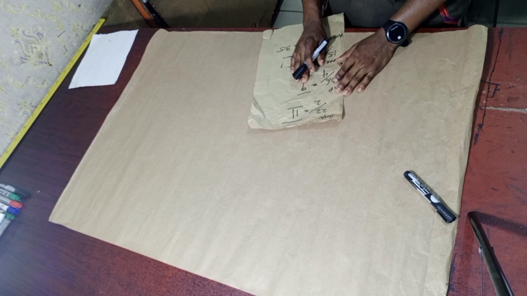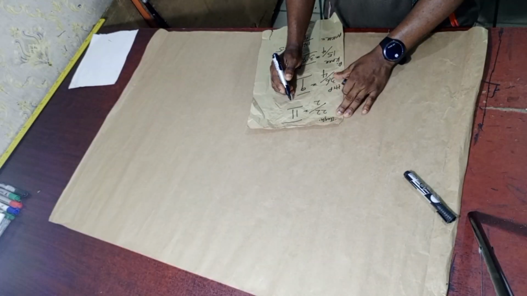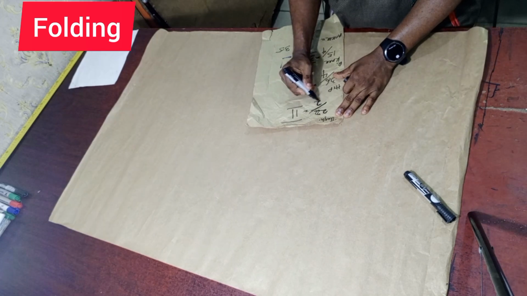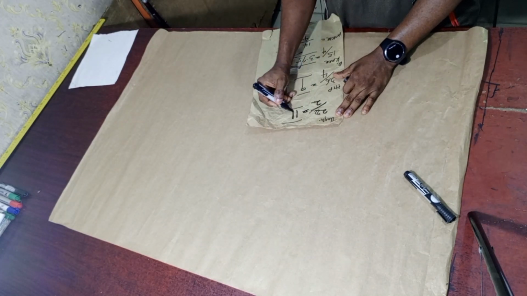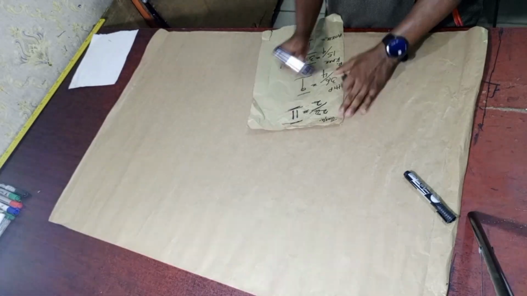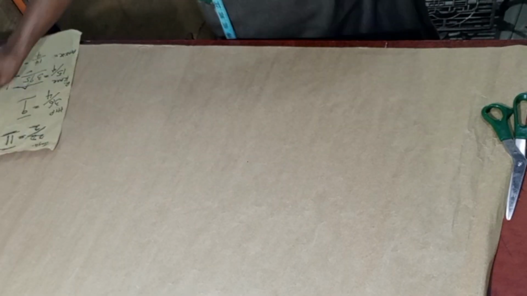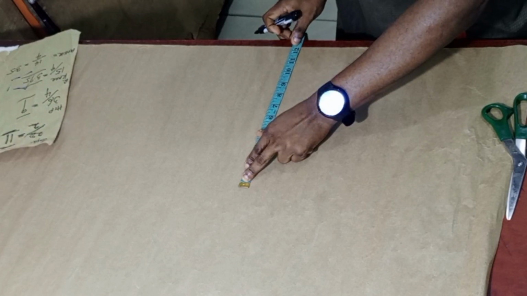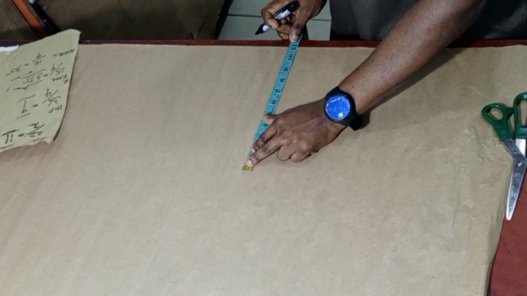So let's start drafting. The first thing you're going to do in order to draft a trouser, whether male or female, is to fold. As we are going to be folding, the thigh is 22. Look at what we are doing: 22 divided by 2 is going to give us 11. So we are going to be folding with 11 as the weight. Do you understand? We are going to be folding with two things, the weight and the length.